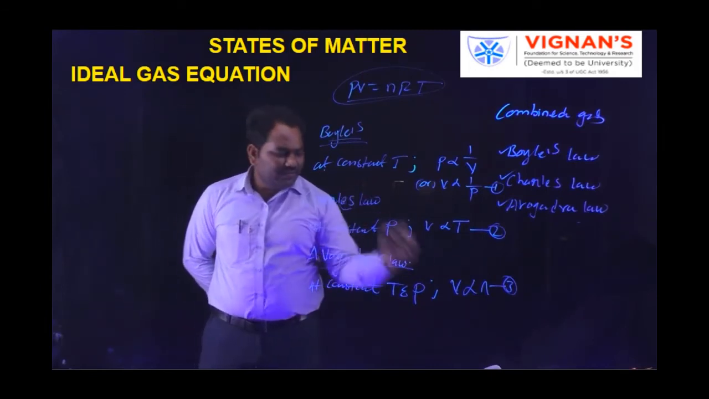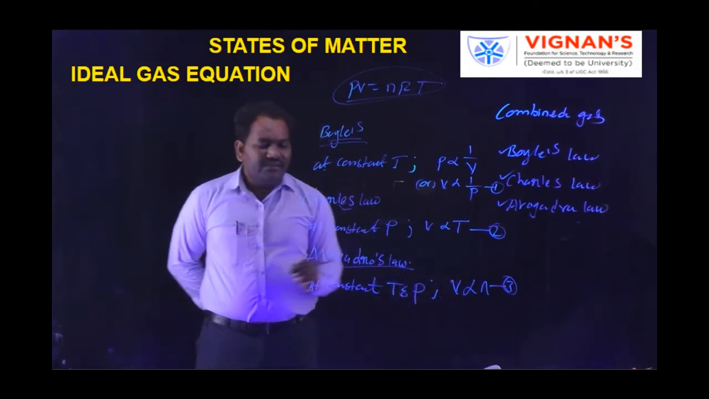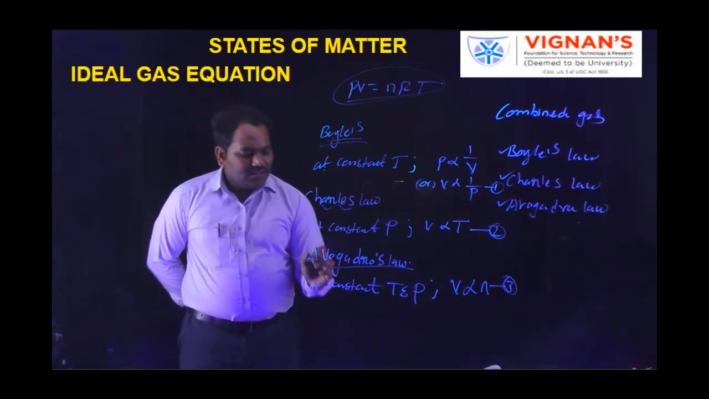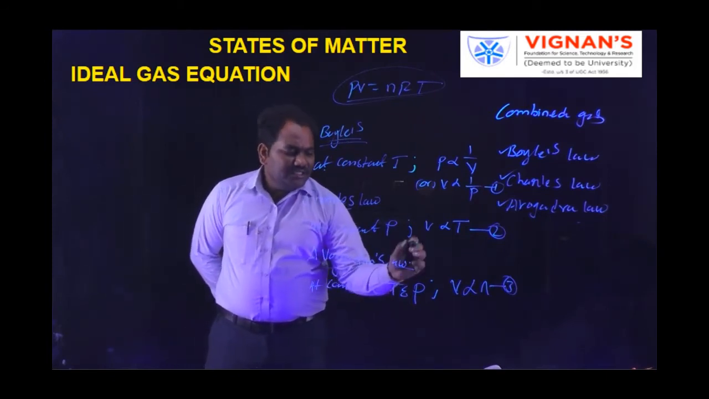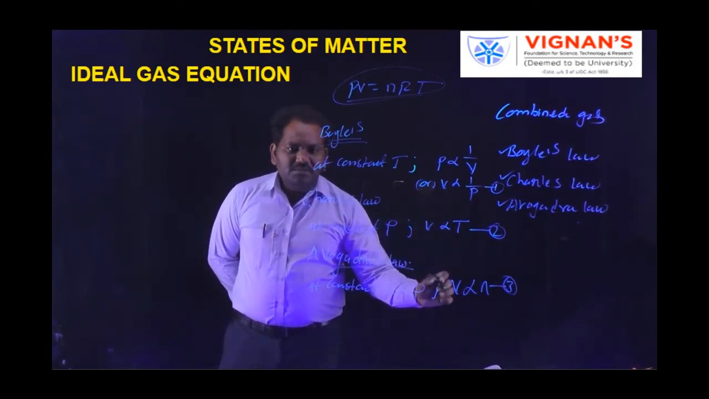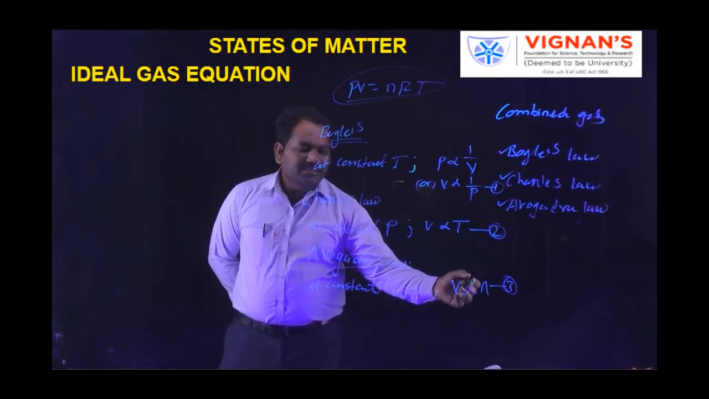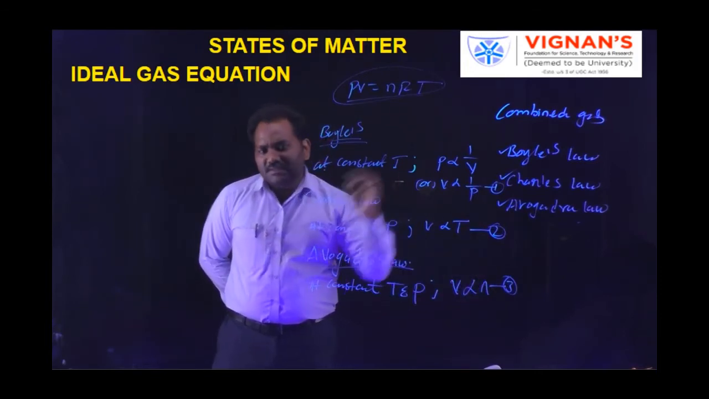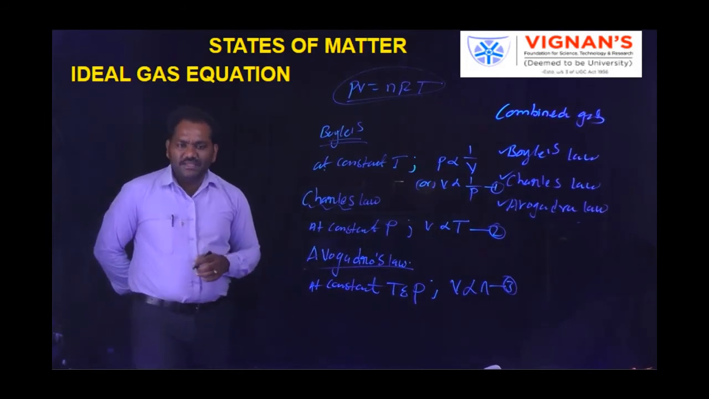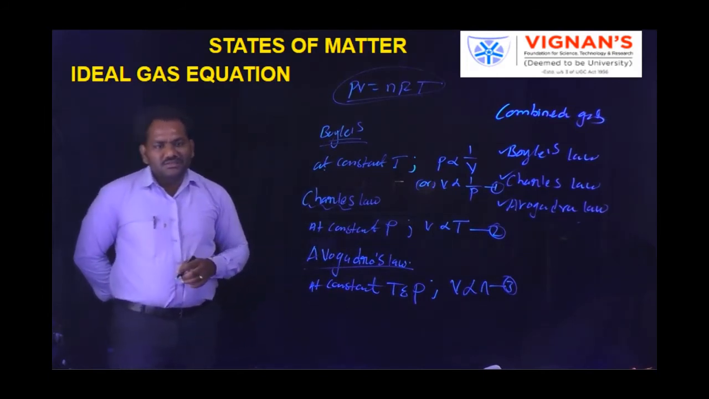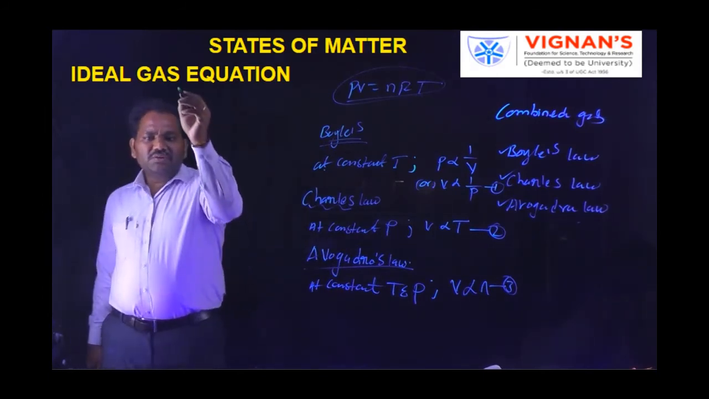According to Avogadro's law, at constant temperature and pressure, the volume of a gas is directly proportional to the number of particles.